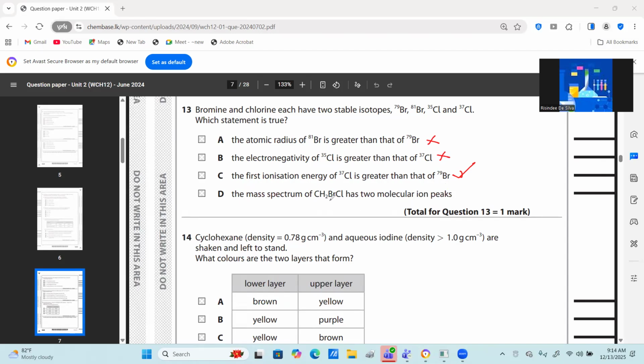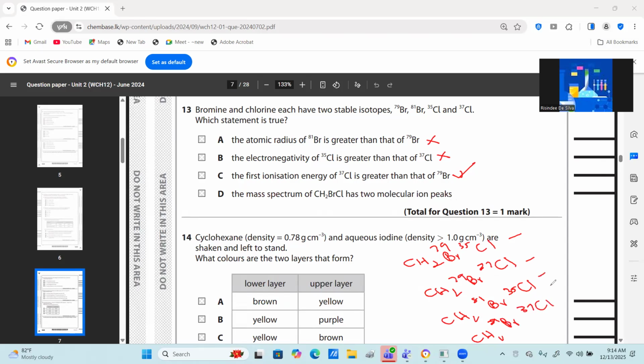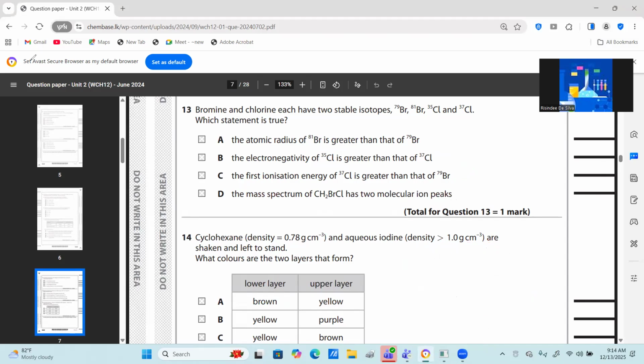The mass spectrum of CH2BrCl has 2 molecular ion peaks. That is wrong. It will have more because it can be CH2 79Br and 35Cl. This is one peak. Or CH2 79Br and 37Cl. CH2 81Br and 35Cl. CH2 81Br and 37Cl. So there should be 4 peaks. Because of that, D is wrong.